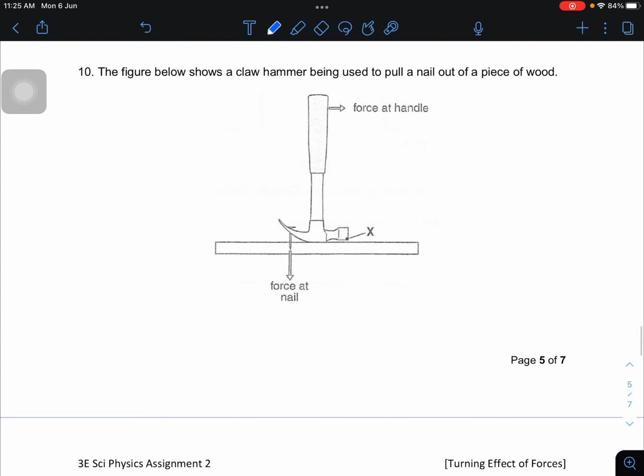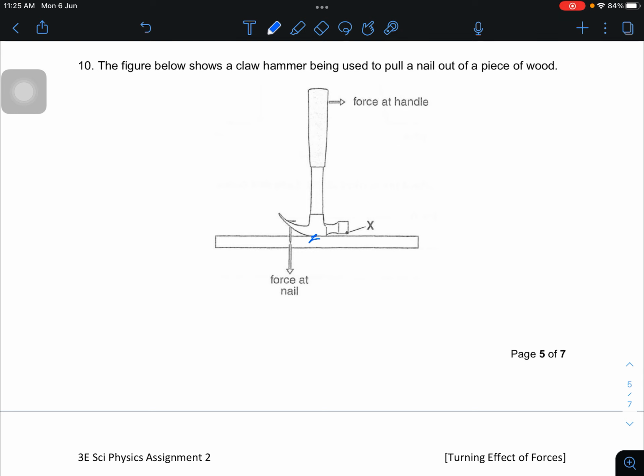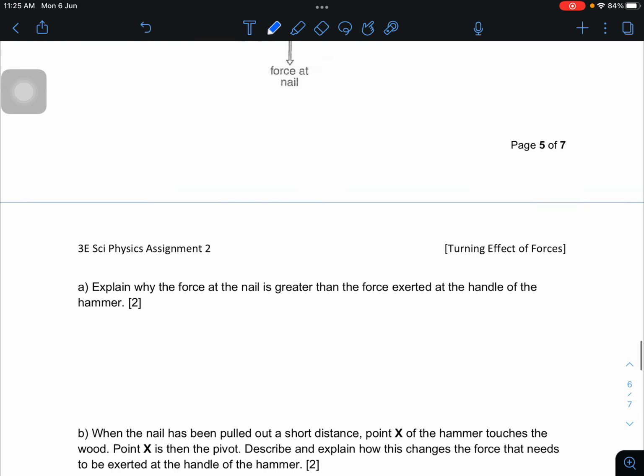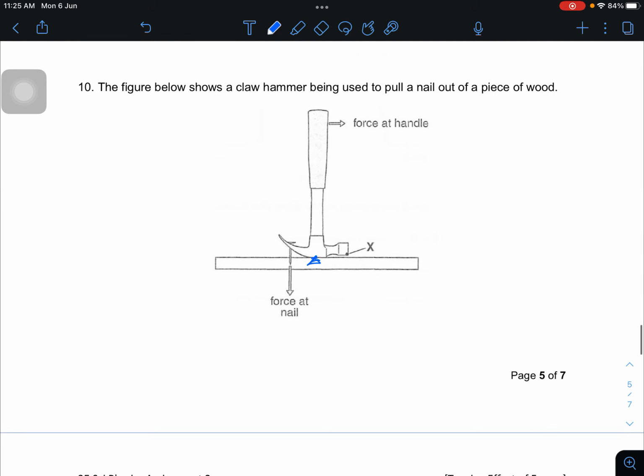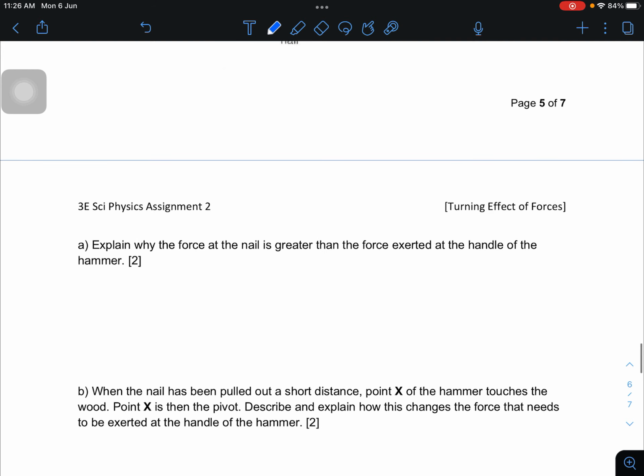Question 10. The figure shows a claw hammer being used to pull a nail out of a piece of wood. So where's the pivot? This is the point, so the pivot should be somewhere here. Explain why the force at the nail is greater than the force exerted at the handle. Why? The pivot is here, so the force is here. This is the perpendicular distance. And then there is another force due to the nail here. This is the perpendicular distance. Is it obvious now? So you see, very similar explanation.